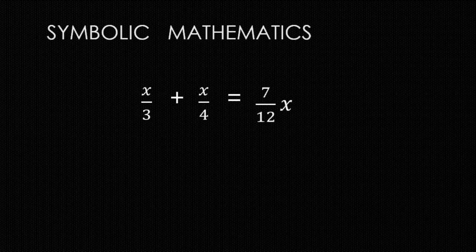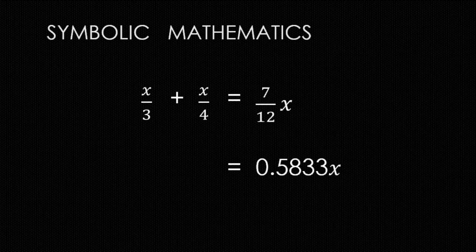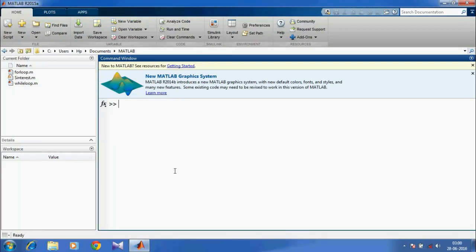So far we have been dealing with numerical values and variables that have numerical values assigned to them. However, many applications require symbolic operations like addition of x by 3 and x by 4, that is 7 by 12x, which is exact, instead of 0.5833x, which is approximate, without assigning any specific value to x. X here is a symbolic object. To use a variable as a symbolic object, you must define it. syms x.